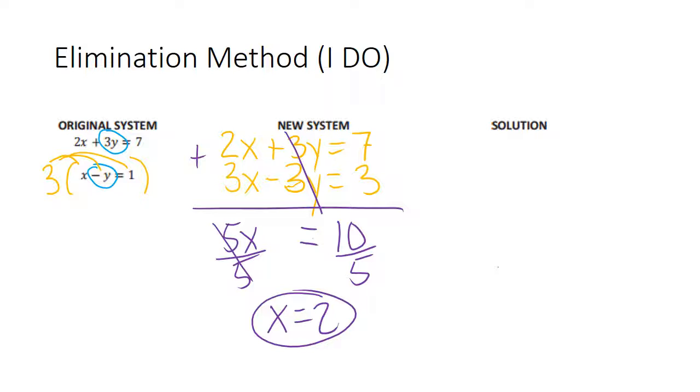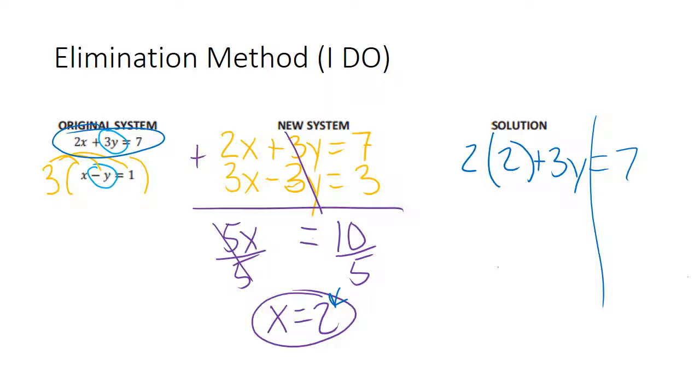So I take 2 and I plug it into either equation. I'll use the top equation because I used the bottom one last time. So when I plug it in, it should be 2 times 2, because remember, we're replacing x with 2, plus 3y equals 7. Solve for y. 4 plus 3y equals 7.